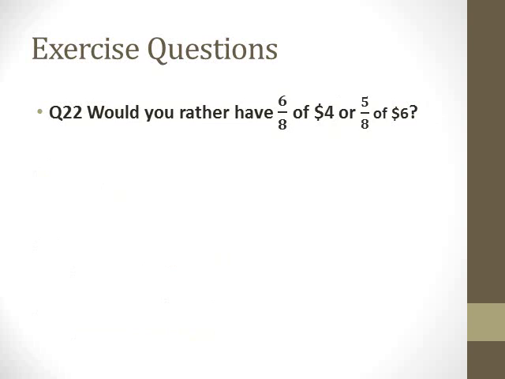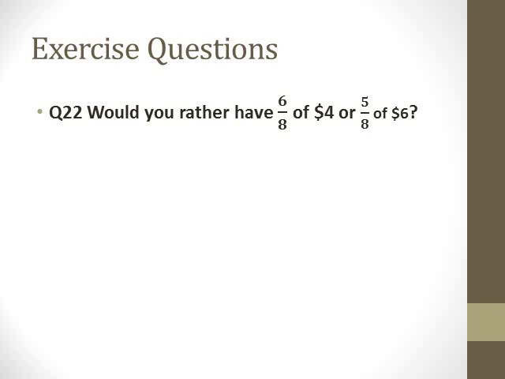Next question we have: would you rather have 6 over 8 of $4 or 5 over 8 of $6? This is question number 2. They are asking a question about money: would you like to have 6/8 of $4 or 5/8 of $6? You know about $4 and you know about $6, but you don't know about 6/8 and 5/8 of both of them.